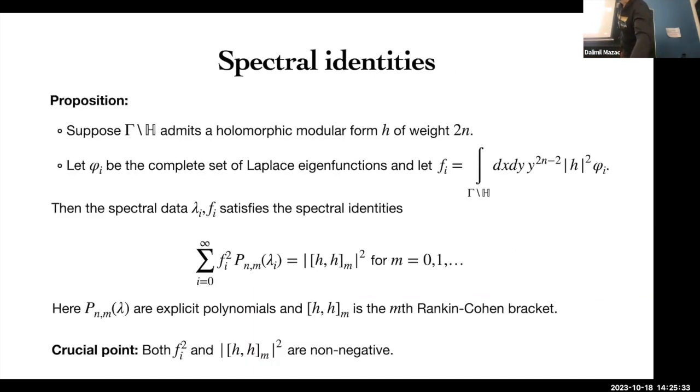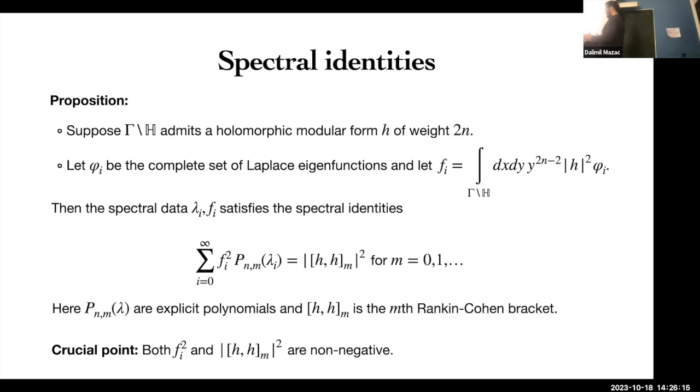Okay, I probably don't want to go over everything, but you can formulate this as the following proposition. This is what I've explained so far. Suppose we have some hyperbolic surface which admits a holomorphic modular form of weight 2n. That's something you can check using the Riemann-Roch theorem. And let's assume that the phi's are the complete set of Laplace eigenfunctions, and define this to be the triple product: the product of the holomorphic form, its conjugate, and a Laplace eigenfunction. So it's kind of the coefficient of the decomposition of this product, this h bar squared, into Laplace eigenfunctions.